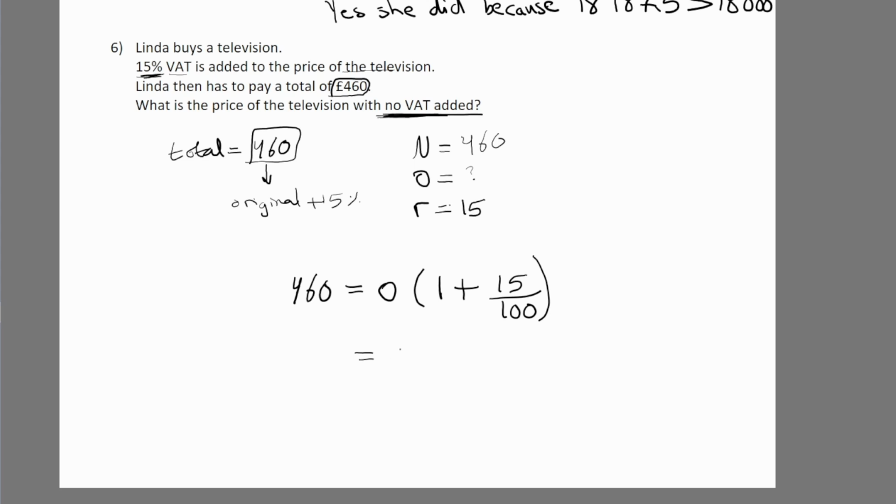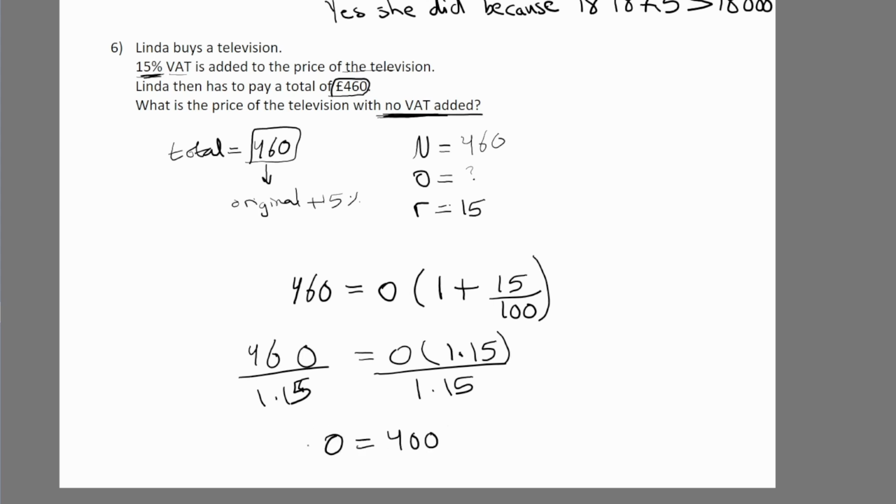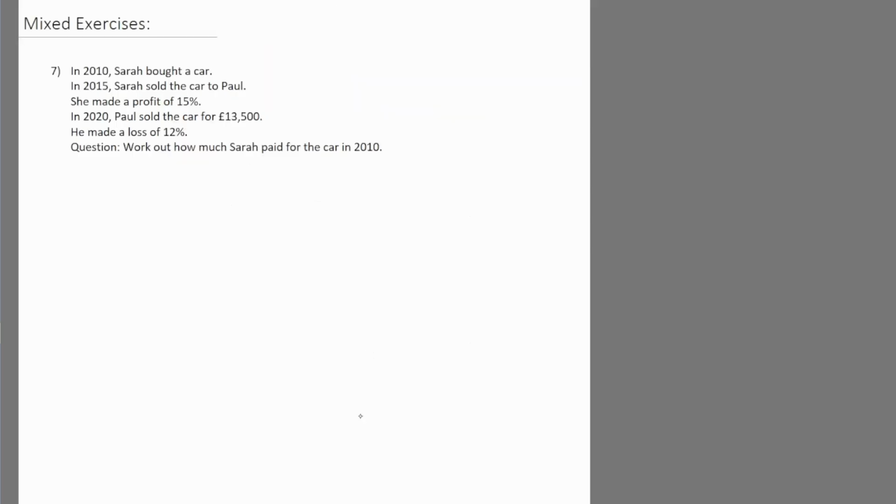Evaluate the inside, and it will give you 1.15. And divide by 1.15 on each side. So plug into your calculator, 460 divided by 1.15, and we get 400 pounds. So this was the cost before adding the tax. After you added it, it's 460 pounds. Okay, moving on to the next question. This is the last question.